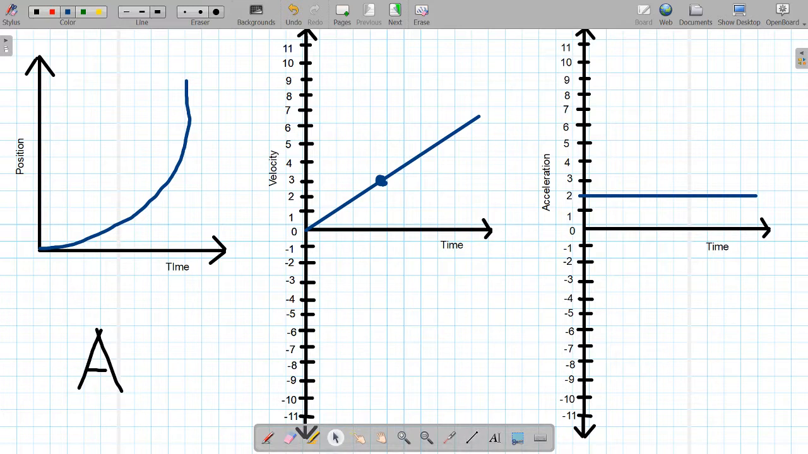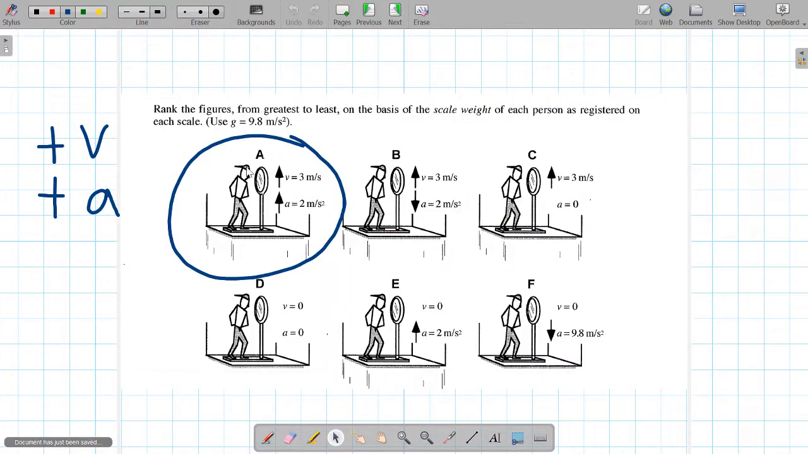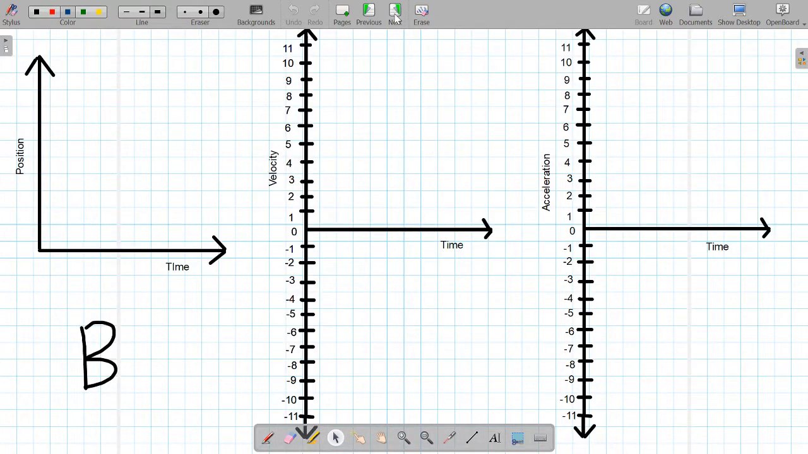Remember, for these graphs, you need to be very specific about your velocity and very specific about your acceleration. In this case, as the elevator is speeding up in the positive direction, my instantaneous velocity at a specific point is 3 meters per second, which is what these pictures show. They show instantaneous velocity at a specific moment in time. Okay, so let's move on to B.